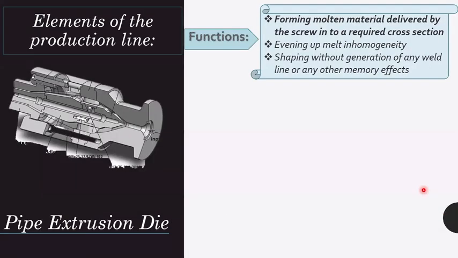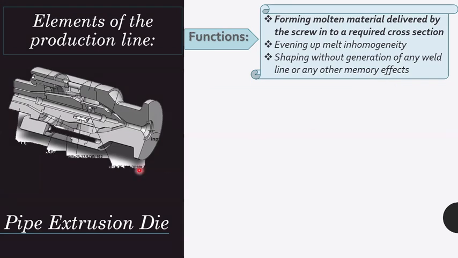And then the pipe extrusion die, the main role of it is to form the molten material delivered by the screw into a required cross section. As flexible pipe resin grades have high melt viscosity and elasticity, the extrusion line die must even out any melt inhomogeneity and shape it into pipe without generation of melt fracture or any other memory effect.